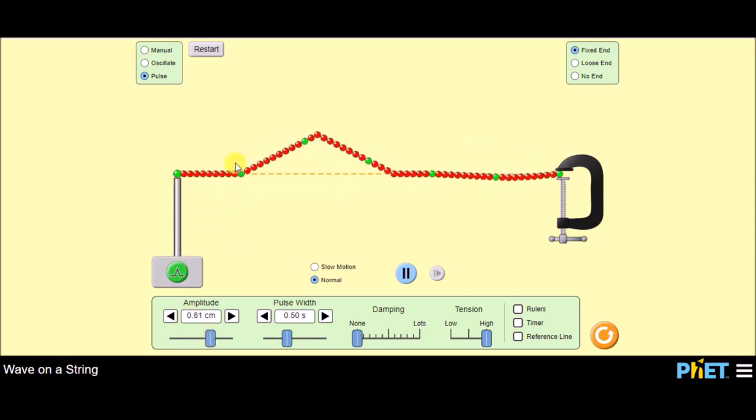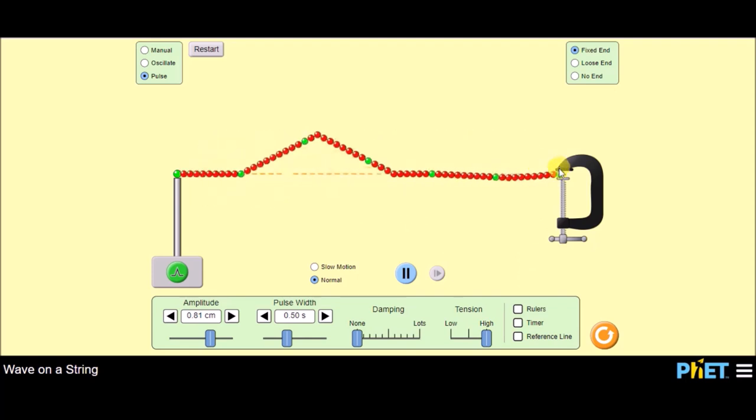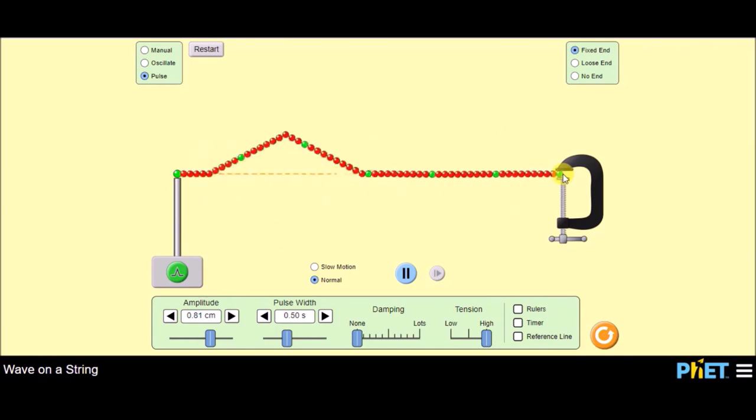You can see it is going there, there is a reflection here, and the pulse is coming back. But also you can see there is a phase change of pi. The pulse is getting inverted at the point of reflection, and also here it is again inverted. Here and here the pulse is getting reflected, and it is getting a phase change of pi, or the pulse is being inverted at the fixed ends.